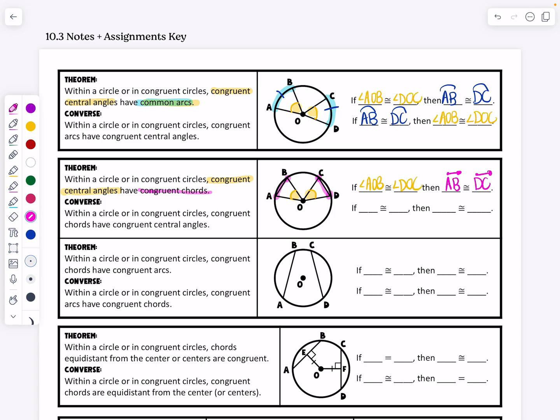So what is the converse of that? It just says the same thing, but in reverse. If we know that those chords are congruent, what do we know about those central angles? If the chords are congruent, then the central angles are going to be congruent as well. So angle AOB is going to be congruent to angle DOC. If the central angles match, the chords match. If the chords match, the central angles match. I know that we've demonstrated that with our hands before as well.